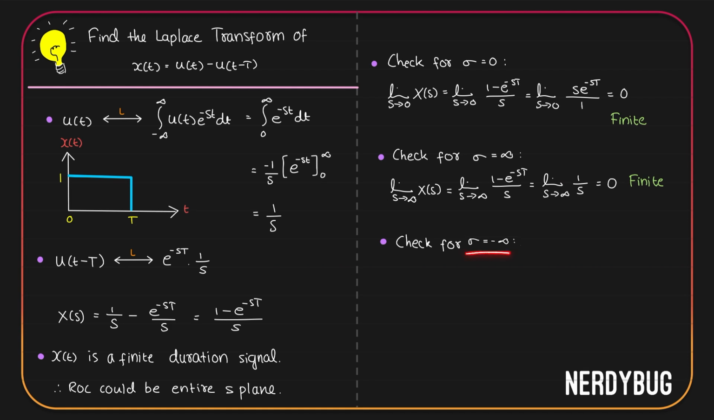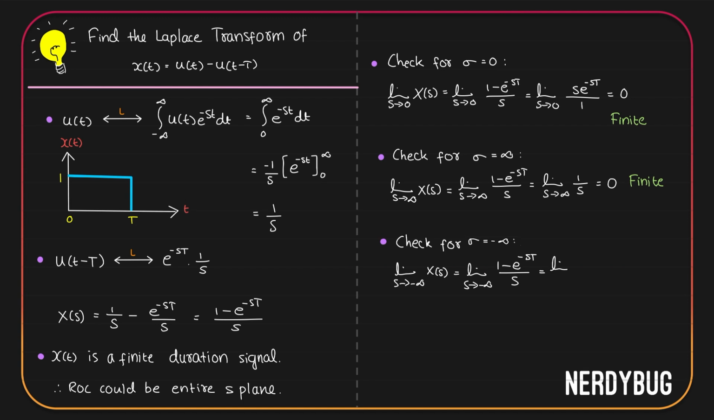Now let us check for sigma equals minus infinity. Limit s tends to minus infinity X(s), that is limit s tends to minus infinity of (1 minus e raised to minus st) divided by s. If I give s the value minus infinity, I will have 1 minus e raised to minus of minus infinity, which is plus infinity, divided by s which is infinity. So this is of the form infinity by infinity, which means we cannot directly apply the limit. We have to use L'Hospital rule.